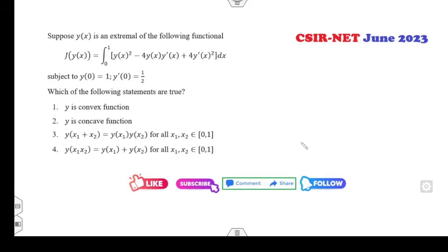Okay, look at this another one. It's again June 2023. f is my y square minus 4y dash plus 4y square. Then convex, concave and so on.